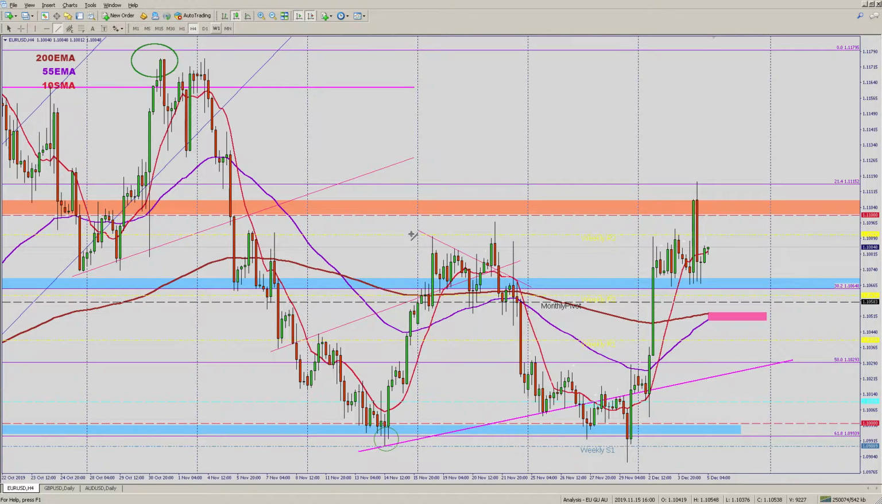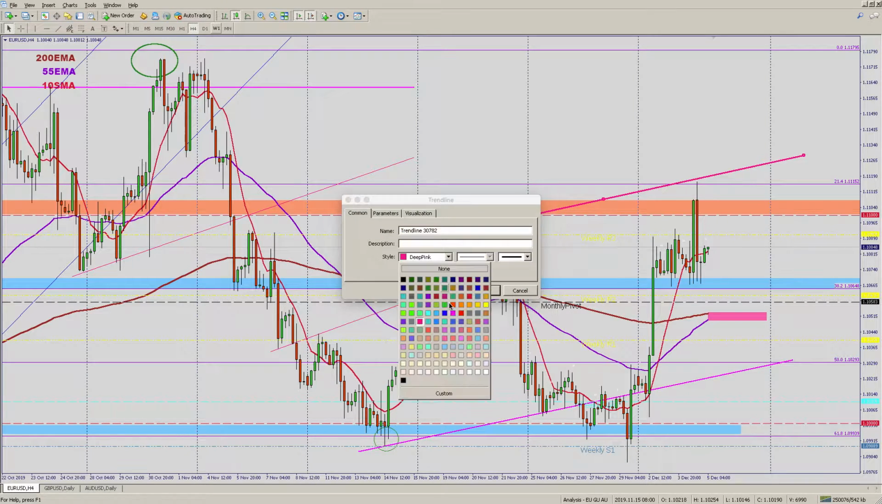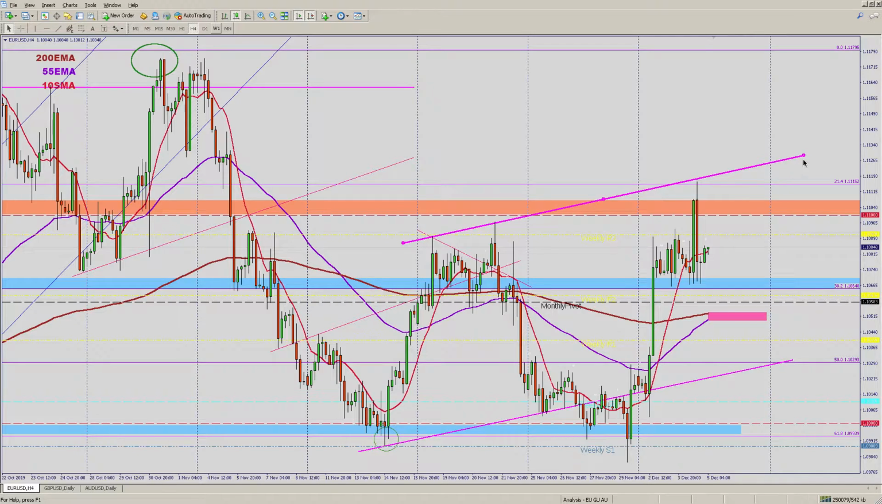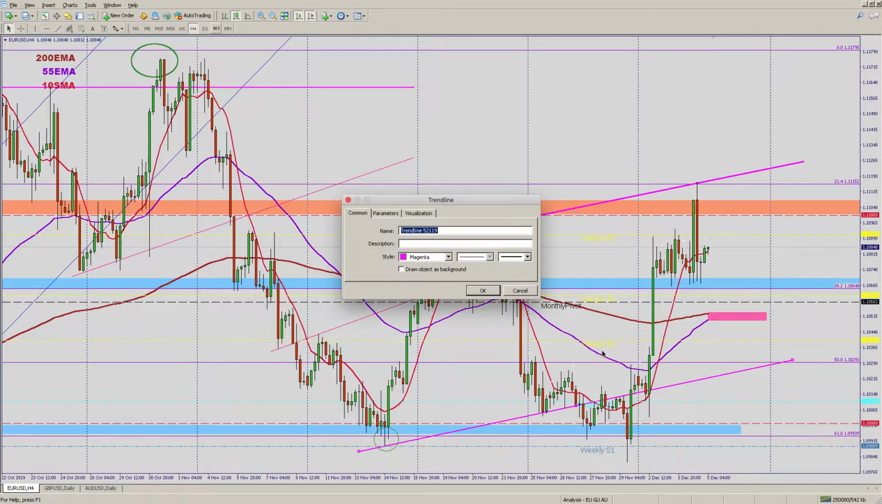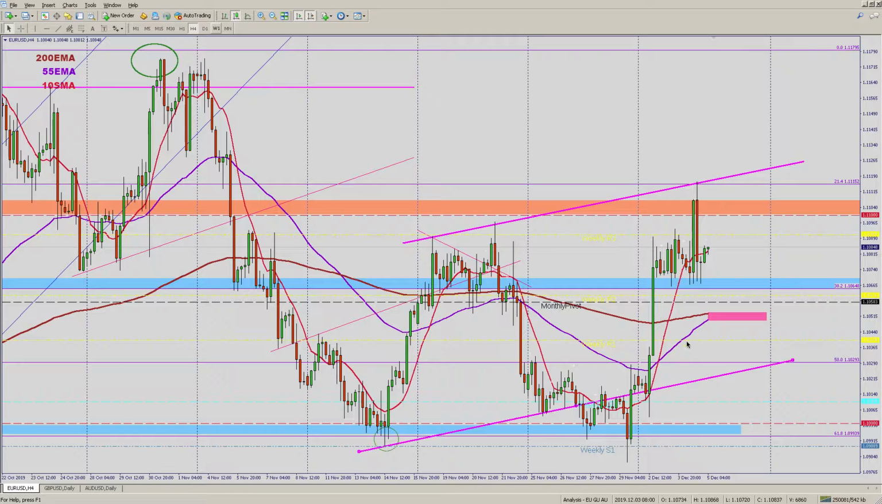All right, and there is another channel that's forming. So we'll see whether it's going to attempt to break out higher above this upper trend line, or it's going to just consolidate within the upper half of the channel. And the main trigger will come tomorrow with the US non-farm payroll report.